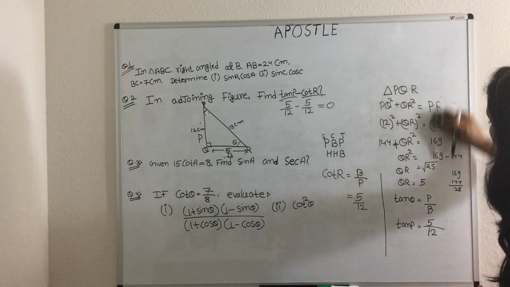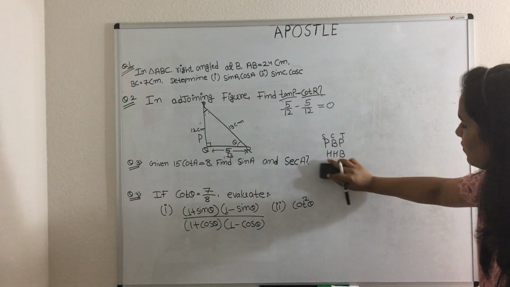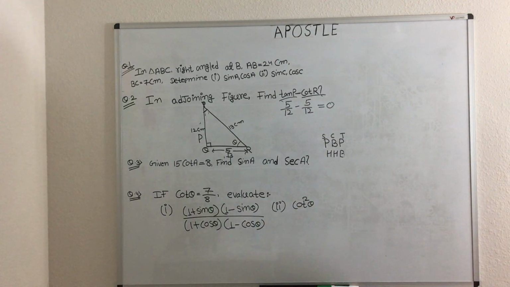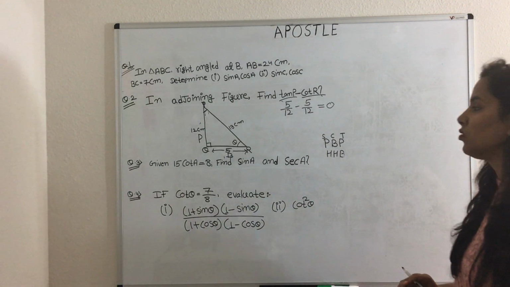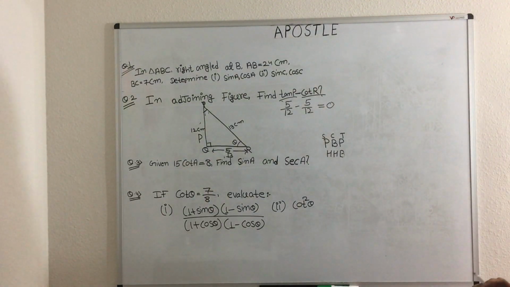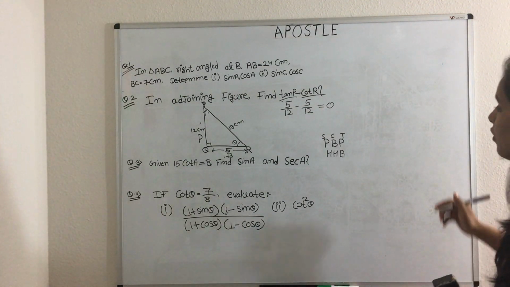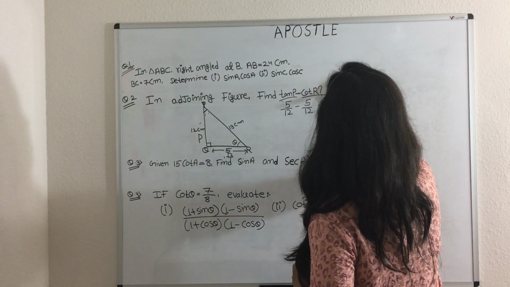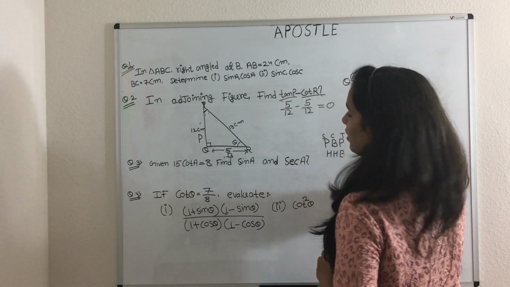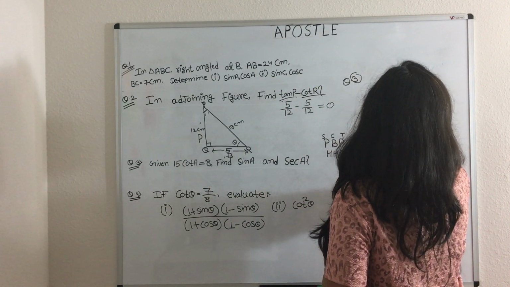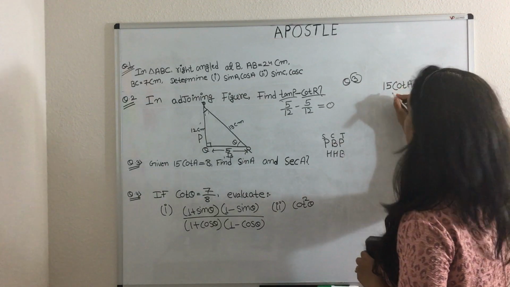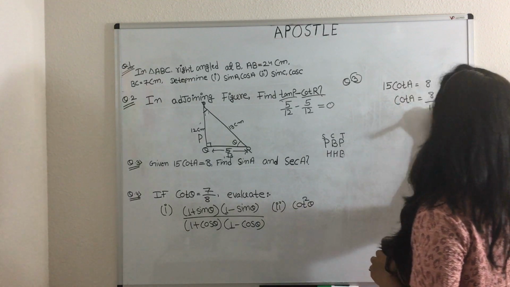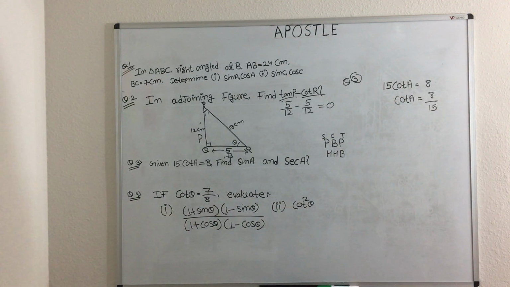Now we are moving towards question number 3. In question number 3, it is given that 15 cot A is equal to 8. Find the value of sin A and sec A. So first of all, we have to solve the equation 15 cot A is equal to 8. First of all, we have to remove this 15. So cot A is equal to 8 upon 15. Clear?